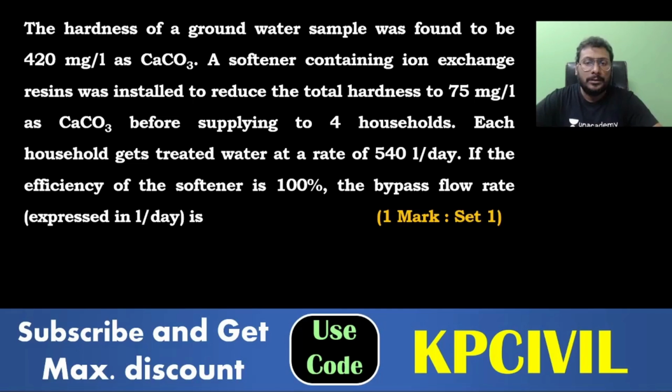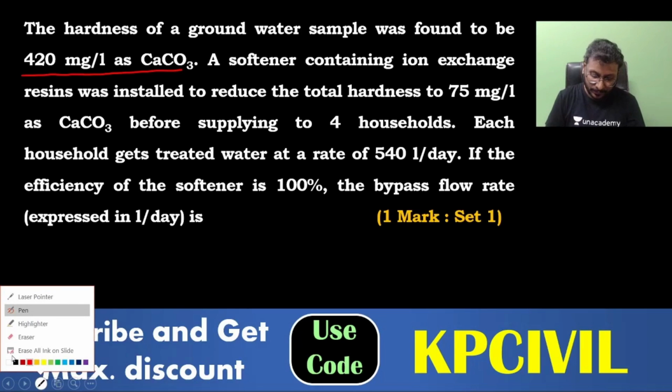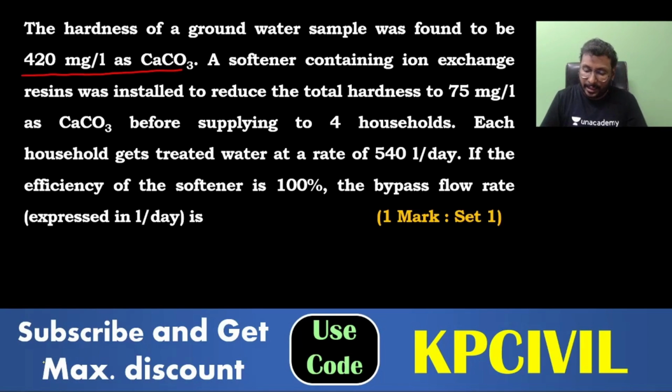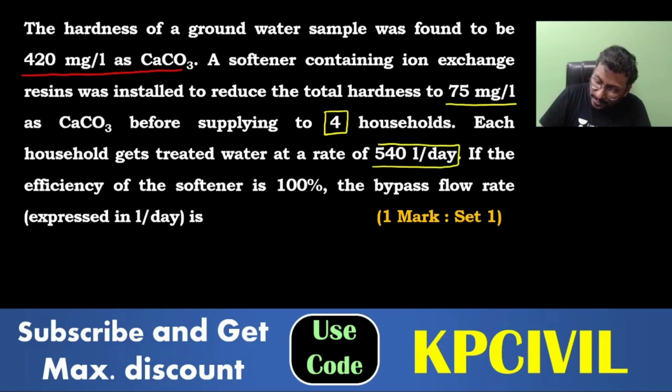The hardness of a groundwater sample was found to be 420 milligram per liter as CaCO3. A softener containing ion exchange resins was installed to reduce total hardness to 75 milligram per liter. Before supplying to 4 houses, each household gets treated water at a rate of 540 liter per day.